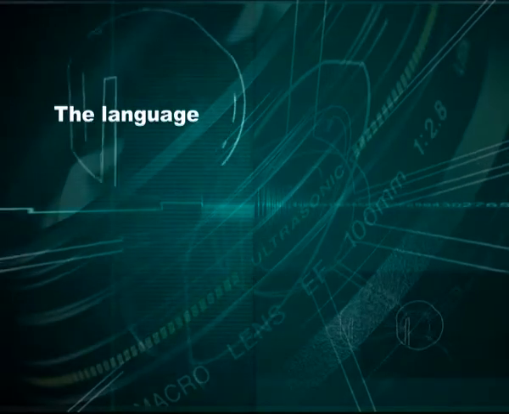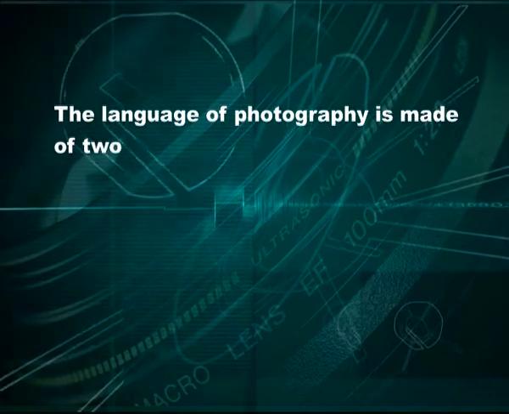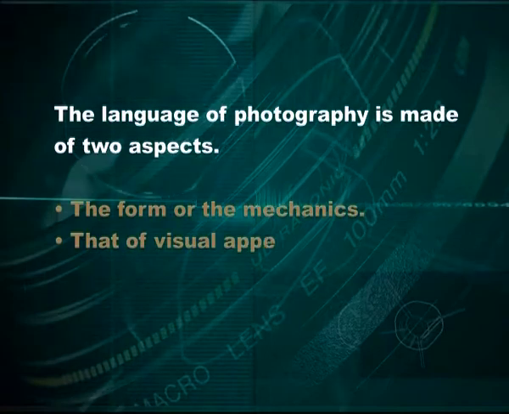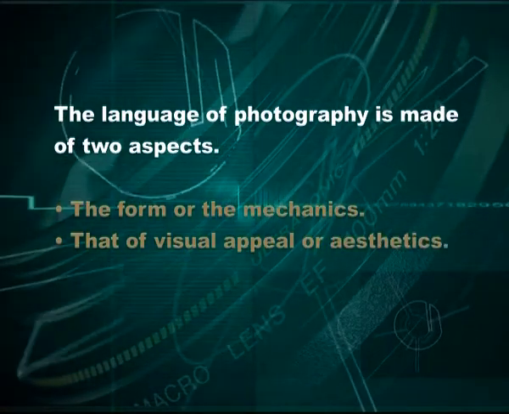They have to learn new techniques which are akin to adding new words to their visual vocabulary. They also have to learn to use these techniques. Otherwise, their language may be like that of an individual who has a vast vocabulary but is unable to express himself properly. The language of photography is made of 2 aspects. The first is the form or the mechanics. The second is that of visual appeal or aesthetics.